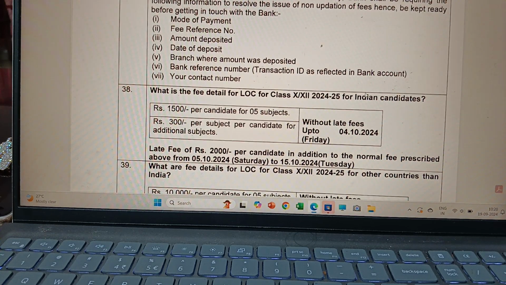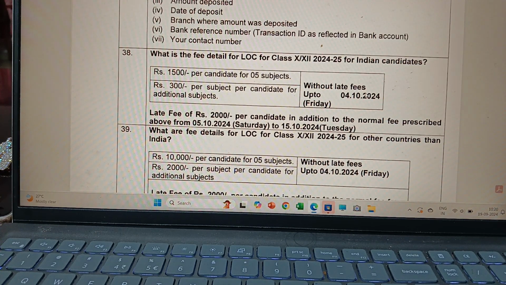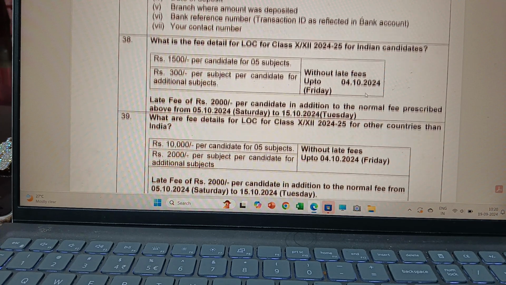What is the fee detail for LOC for class 10 and 12 2024-25 for Indian candidates? 1500 per candidate for 5 subjects and 300 per subject per candidate for additional subjects, without late fee up to 4th October.